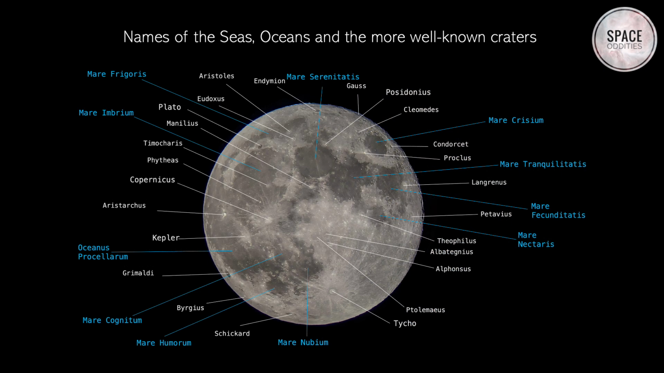Here we have some of the areas named. The seas and oceans are in the blue, and some of the craters are in white. Now, a lot of these are named after Greek or other famous people throughout the generations and history that we have come to know, and they all have been named specially for these people to commemorate them.